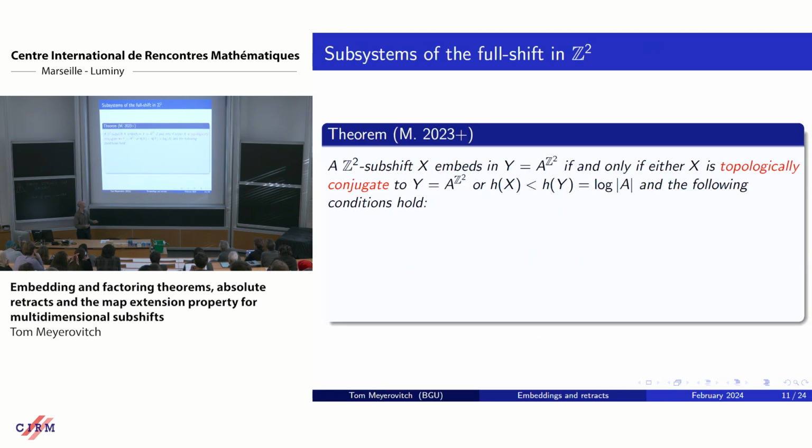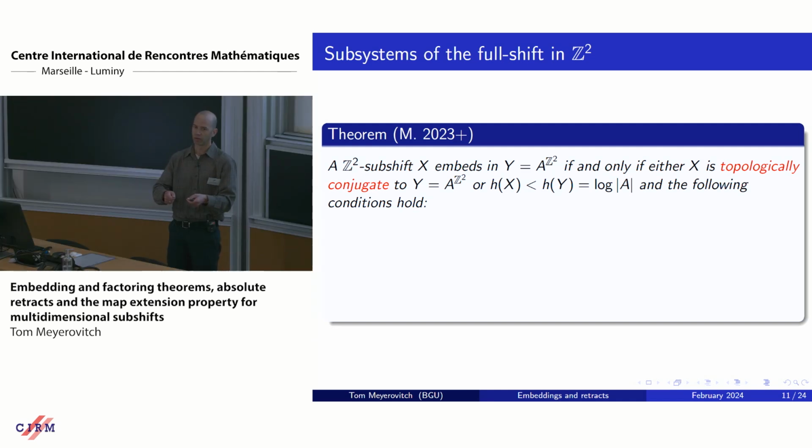Okay, so this is the notation. And now let me state a particular case of the multidimensional embedding theorem. I'm stating it, first of all, just to be a little more slow and concrete. I want to say when you have a Z2 subshift and when it embeds in the full shift over a given alphabet in Z2.